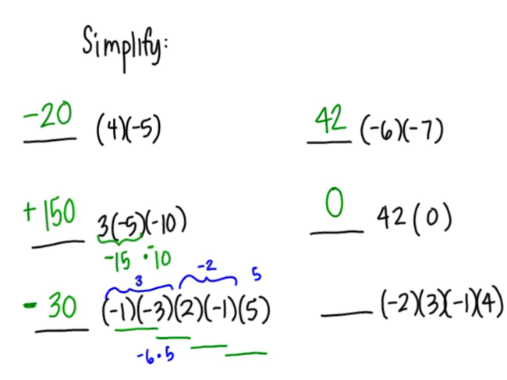My last one on this screen is negative 2 times 3 times negative 1 times 4. 2 negatives are going to make a positive, so I know my result will be positive. 2 times 3 is 6, 6 times 1 is 6, and 6 times 4 is 24, and this will be a positive 24.